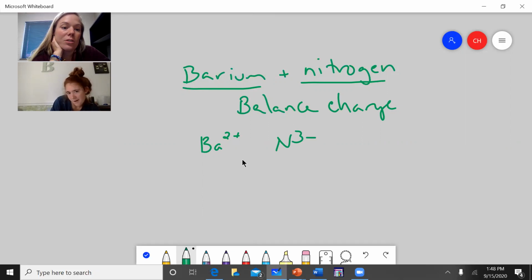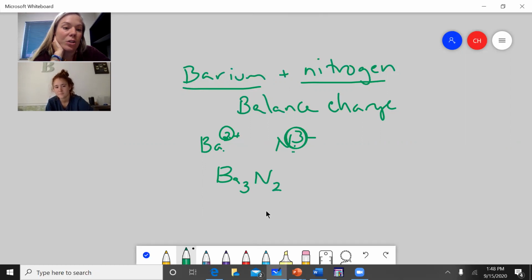Okay. So in order to write the correct formula for this, I take this number and that becomes the subscript here, and this number becomes the subscript here. So Ba3N2. Now, why do I do that? Because that's the fastest way to balance my charges. What is 3 times a plus 2? Plus 6. What is 2 times a minus 3? Minus 6. When I add those together, we get 0. Okay, that makes sense.